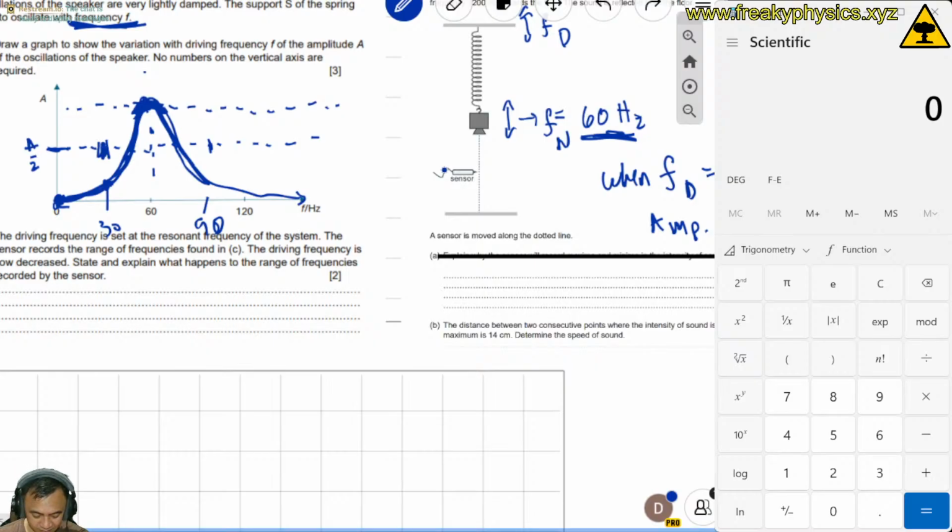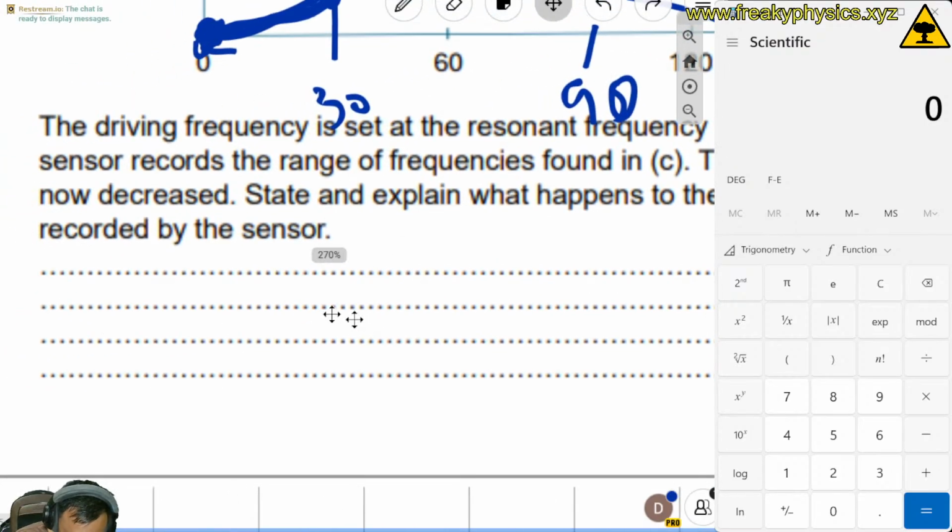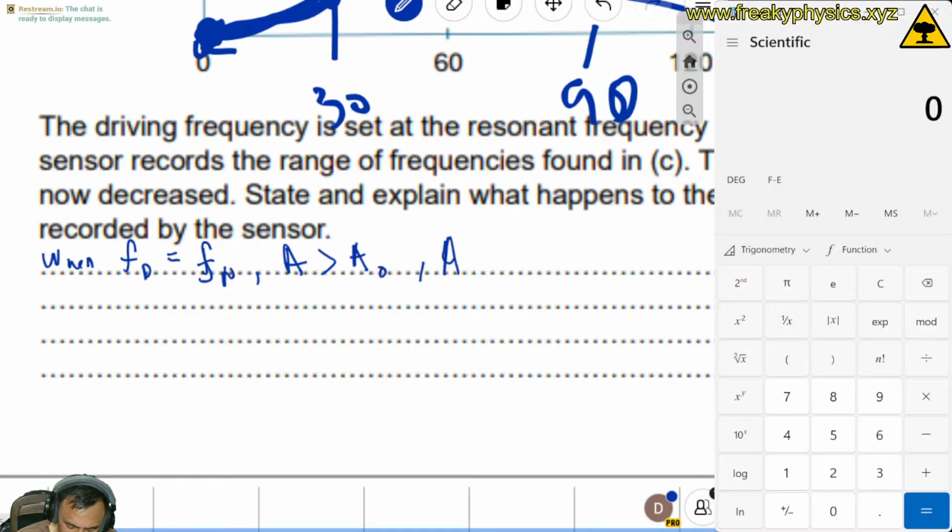Well, what happens when the driving frequency is the same as the natural frequency again? The amplitude is maximized, right? Now, what happens when the amplitude is maximized? Let's zoom in again so I can write better. When FD, the driving frequency, equals the resonant or natural frequency, the amplitude is bigger than the initial amplitude, where A0 is the amplitude before, when FD is 0.